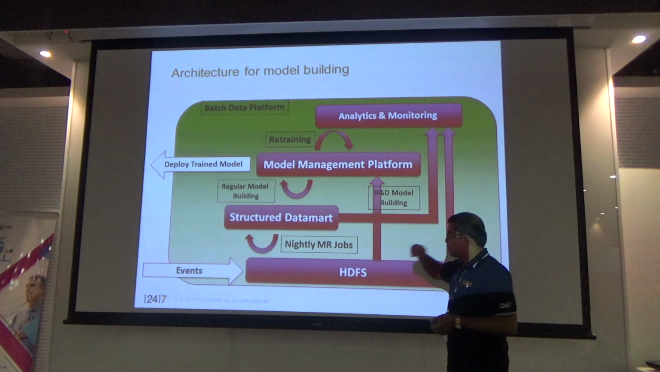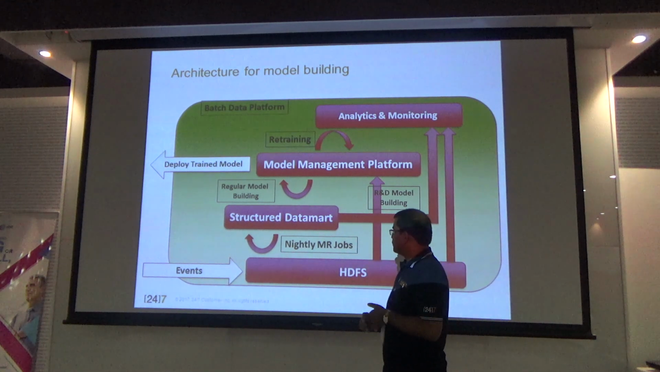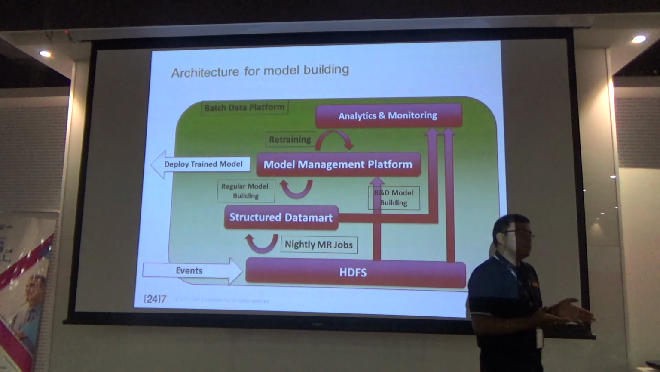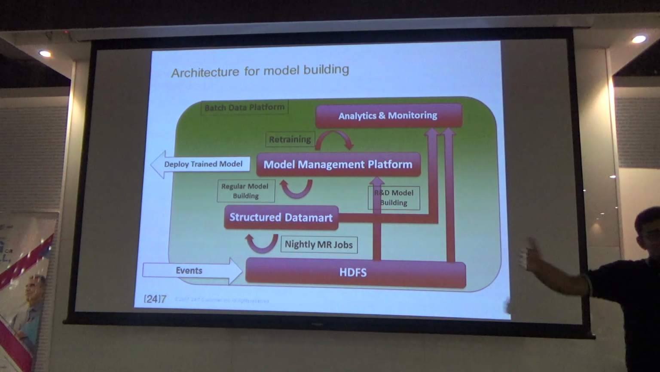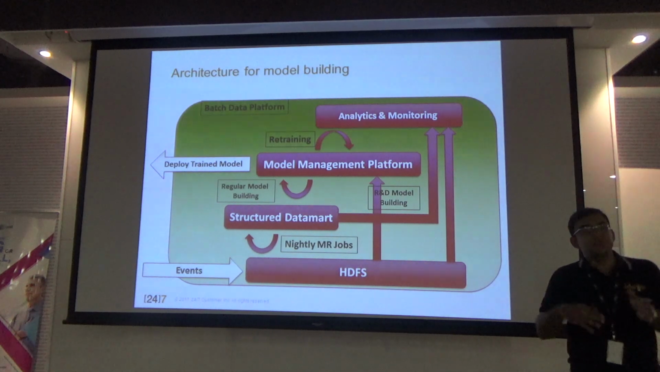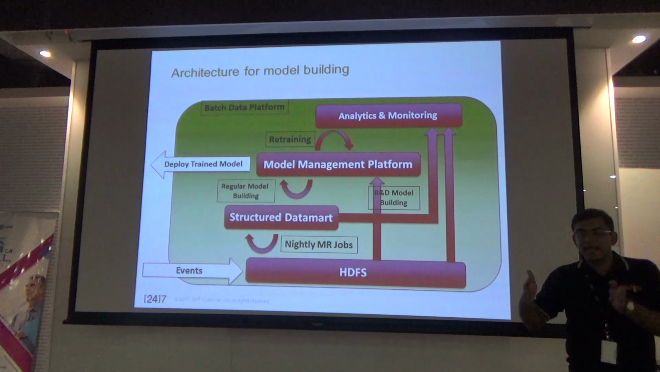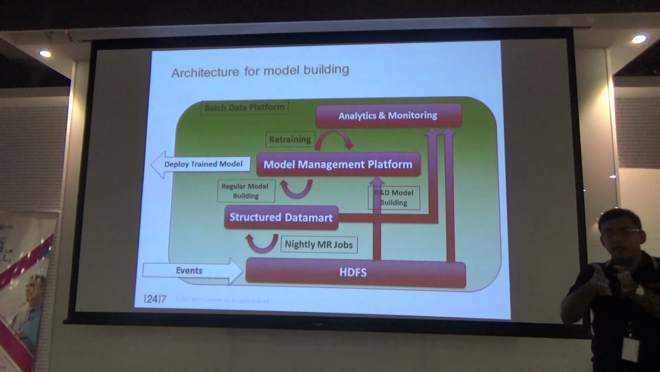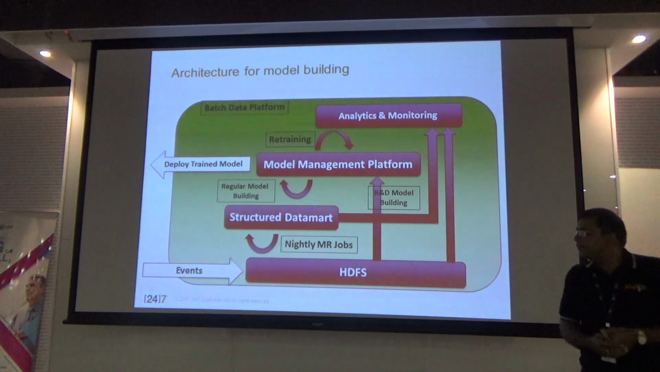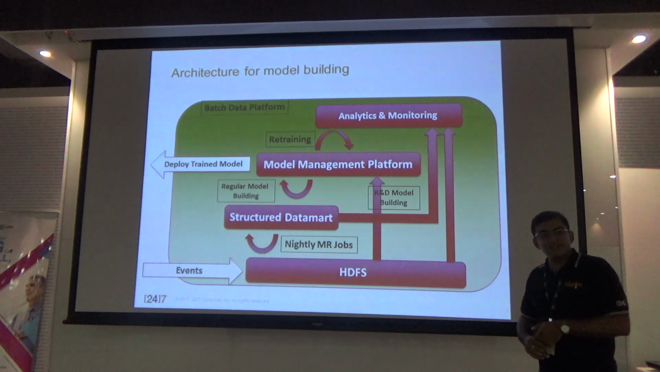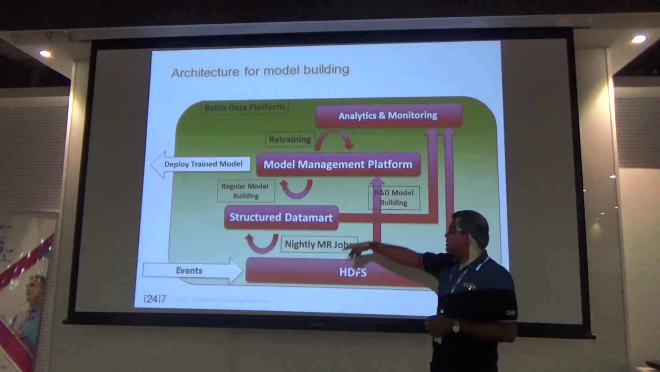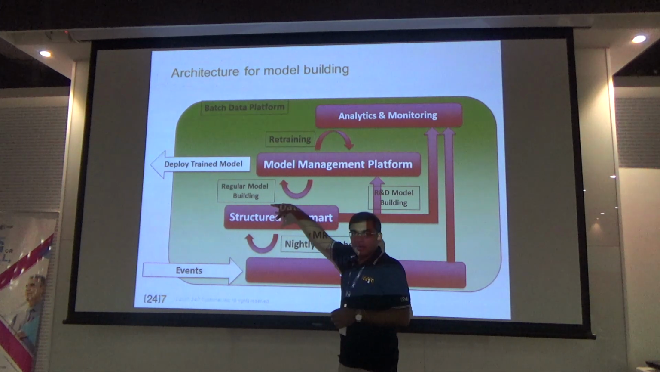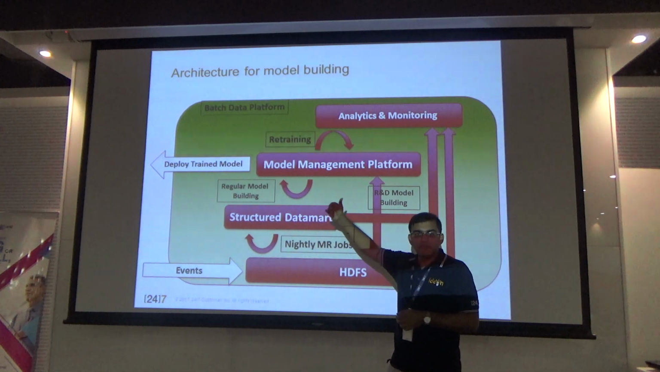So we run a bunch of MapReduce jobs on top of the Hadoop data to create a structured data mart. The structured data mart is important because we have quite a substantial amount of experience in modeling this type of problem again and again for different customers, right? So we know that these are the features that would be important for solving this type of intent problem. So we have come up with this type of structured data mart, which essentially gets generated by the nightly MR jobs.